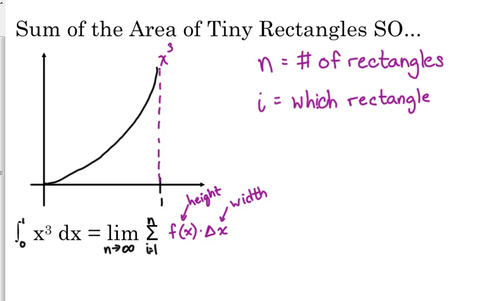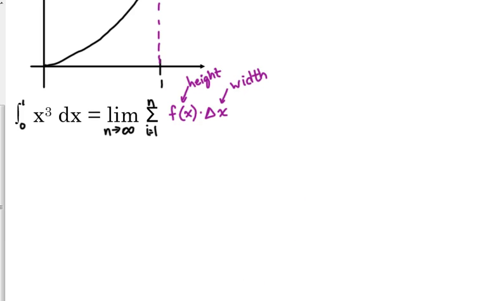We need to change these from x's to i's and n's, and here's how we're going to do that. The easier part is to look at the width first. The limit stuff doesn't change. N is approaching infinity. We're still doing the summation as i goes from 1 to n. The delta x part is the easiest: the width of each rectangle.